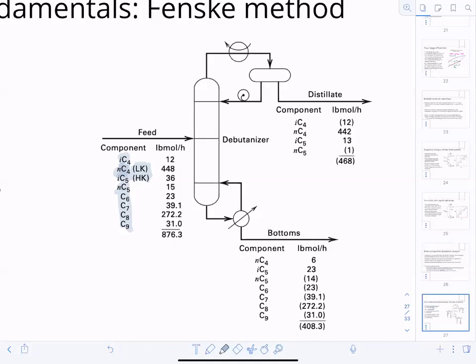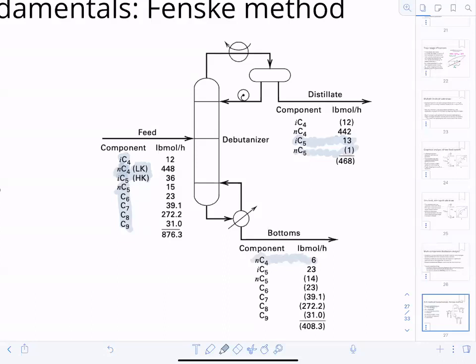So this is an example from an output of a simulation. But what I'll illustrate here is that there is a non-trivial amount of the heavy key in the distillate. There's just a tiny amount of the next component heavier than the heavy key. And then there's really trace amounts or none of the rest of the components. Likewise, there's a measurable or non-trivial amount of the light key in the bottom product. So it's rarely the case that you get a perfect split of your light key and heavy key.